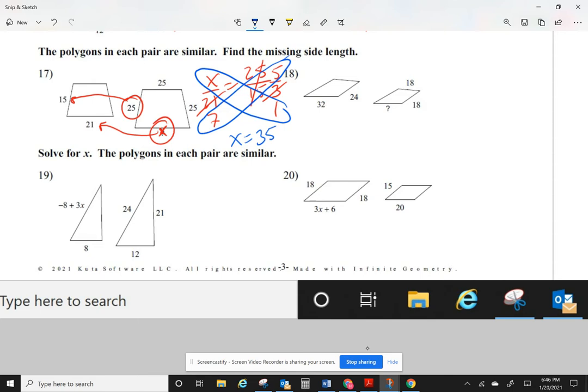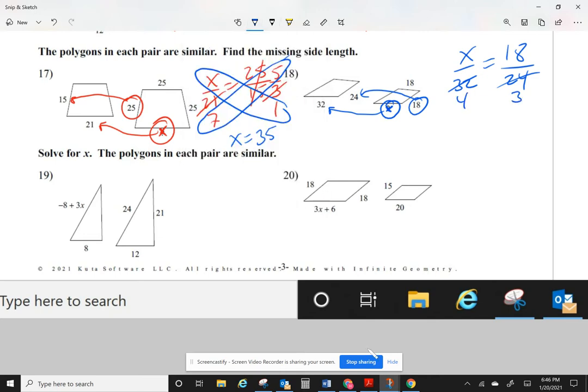Looking at number 18, the question mark, I'm going to call it X. I'm going to choose X and 18 from this figure. I only need two. I can tell X goes with 32, 18 goes with 24. So X and 18. Those are the numbers I chose from the one figure. And then I said X goes with 32 and 18 goes with 24. I want to simplify sideways. 24 and 32. Let me divide each by 8.